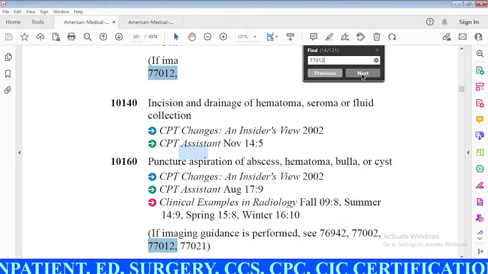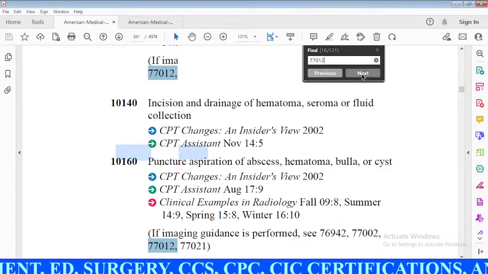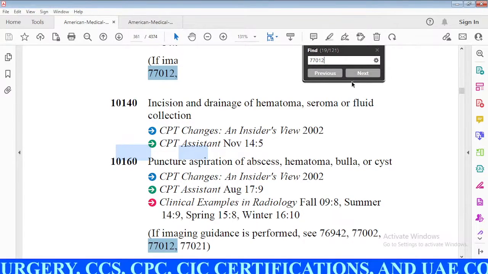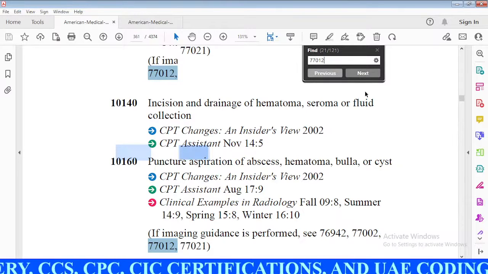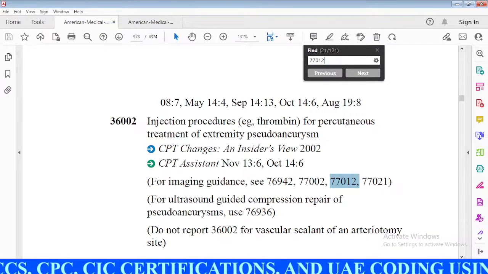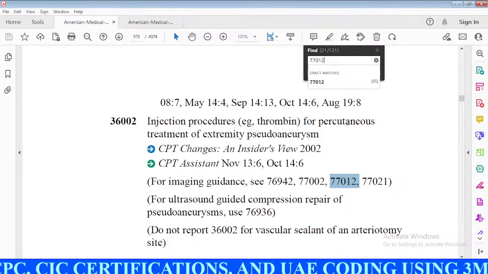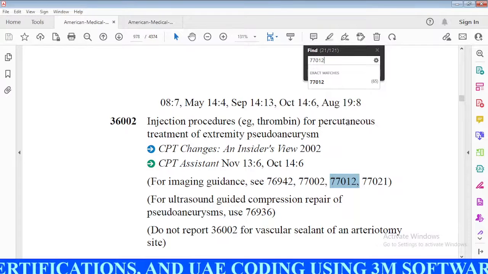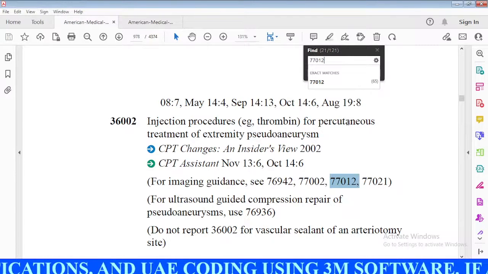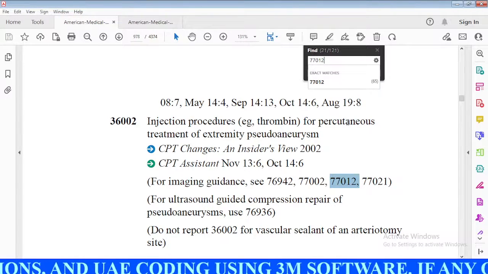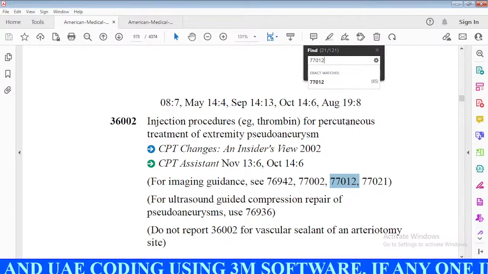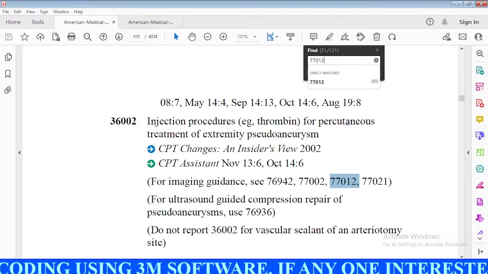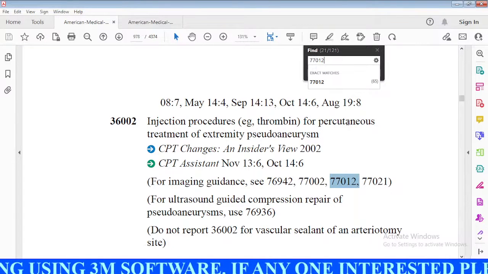So if anyone has the answer, what is 77012, write in the chat box. We will save our time. Otherwise we can check here. So what is 77012?